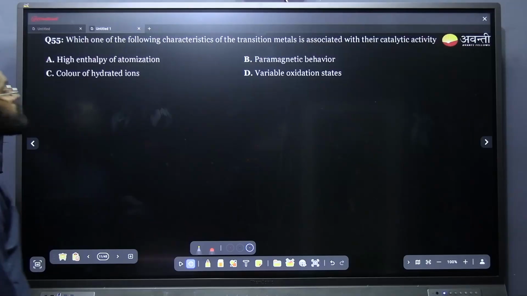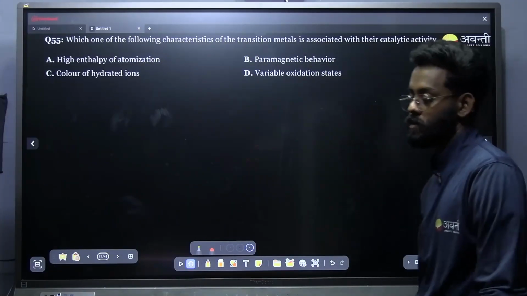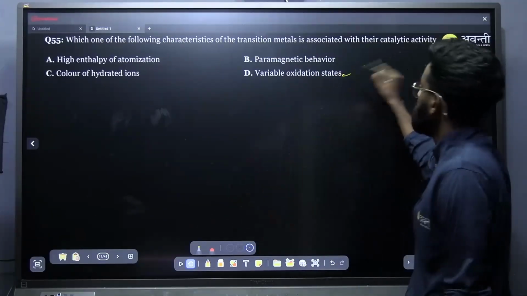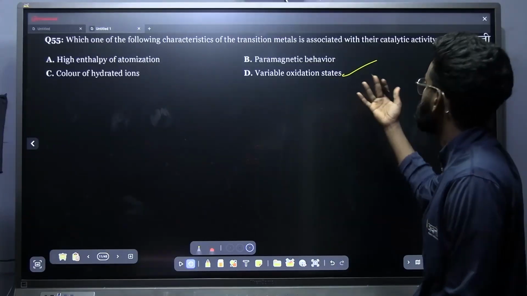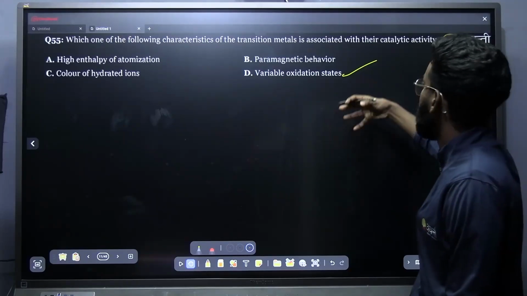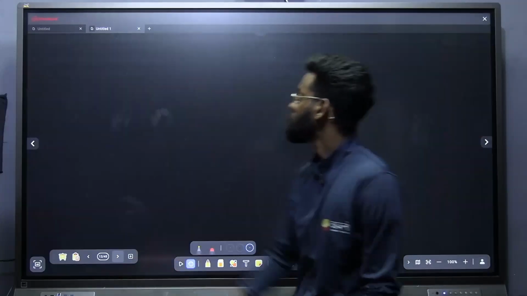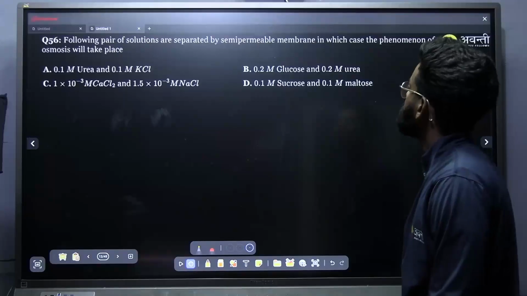Which of the following characteristics of the transition metal is associated with their catalytic activity? Which is the characteristic? It's directly mentioned in the NCERT textbook. Yeah, option D only, in the D and F block chapter. Due to the variable oxidation state, it can change its oxidation state, and because of that it decreases the activation energy.